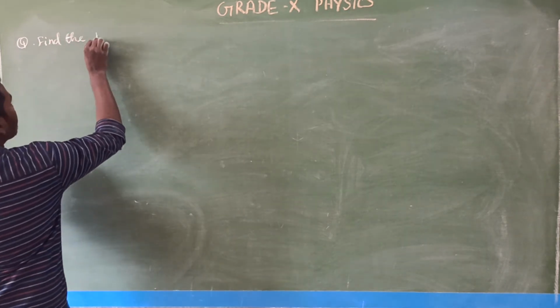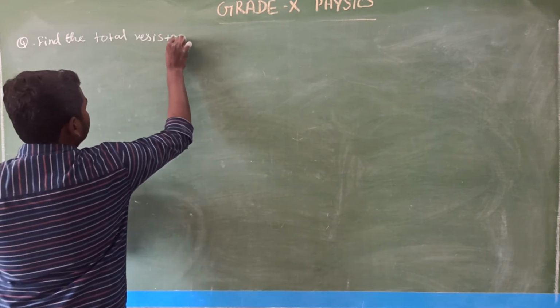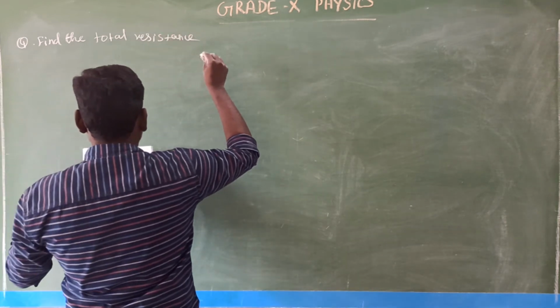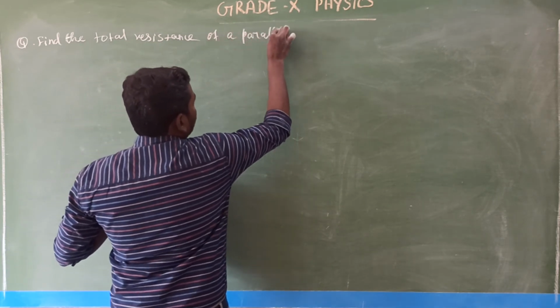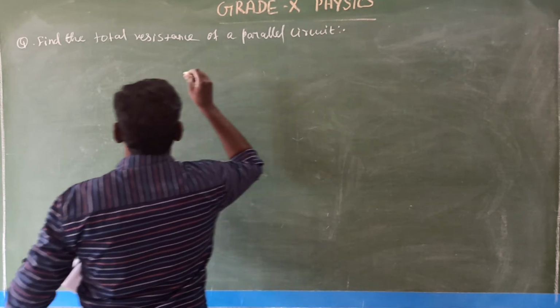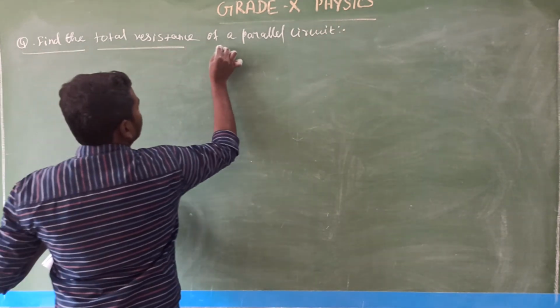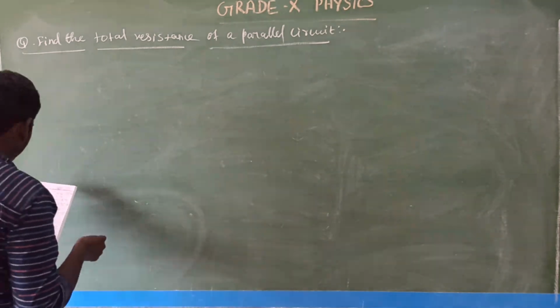Find the total resistance of a parallel circuit. The question is, find the total resistance of the parallel circuit. I'll draw the diagram, the circuit diagram. You look at here.